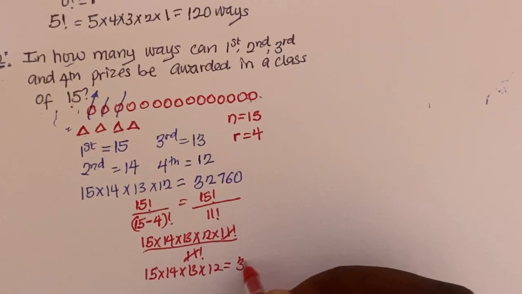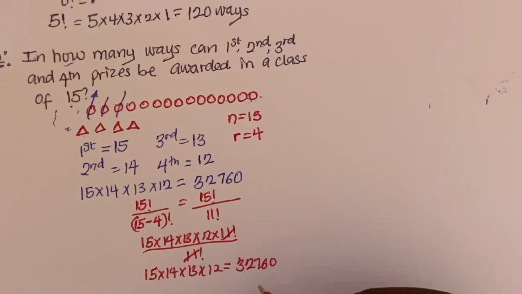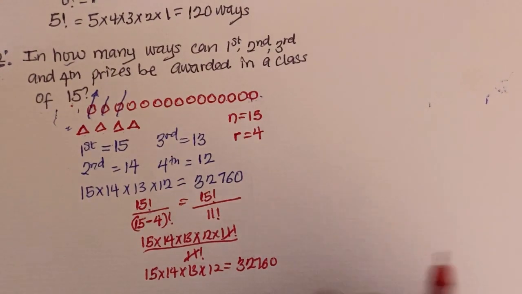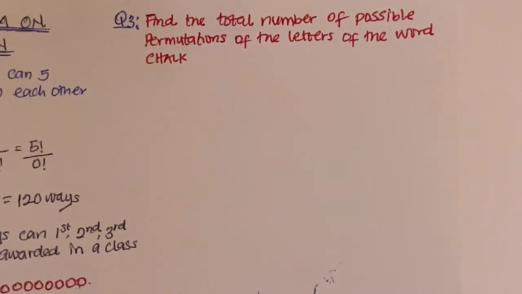That's actually 32760. Can you see this now? So it's very simple. The answers are the same. So let's check the third question that we have here.